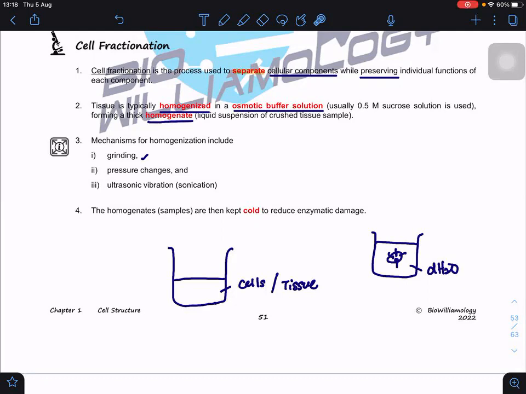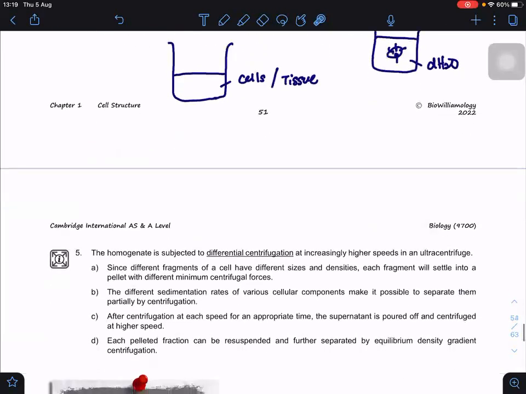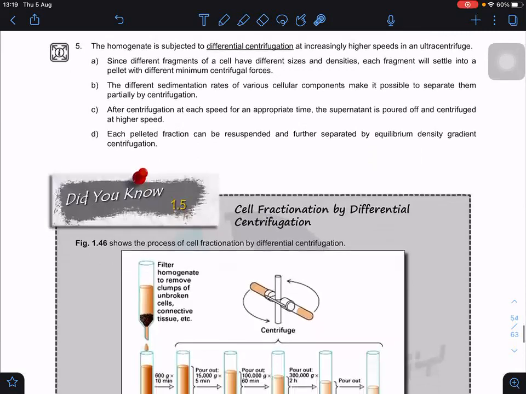So first, we place the tissues in the homogenizer. To do it, we can grind it, we can do the pressure change, or we can use an ultrasonicator. We lyse the cells inside the osmotic buffer solution so that each individual organelle can be preserved and won't be lysed. And then it must be on ice, or kept cold, to reduce the enzymatic damage. Be careful, guys, we cannot stop it, but we can reduce the enzymatic damage. And then the homogenate will be subjected to what we call differential centrifugation.